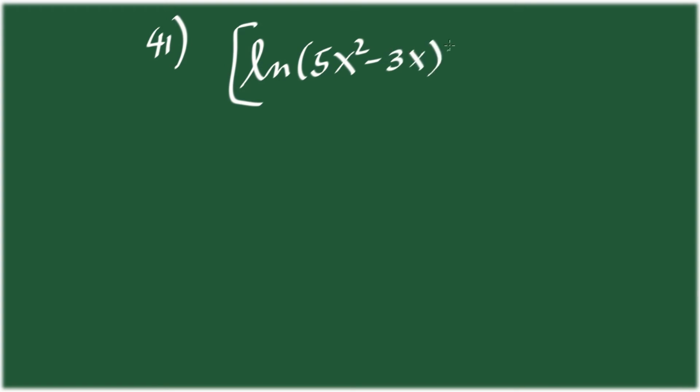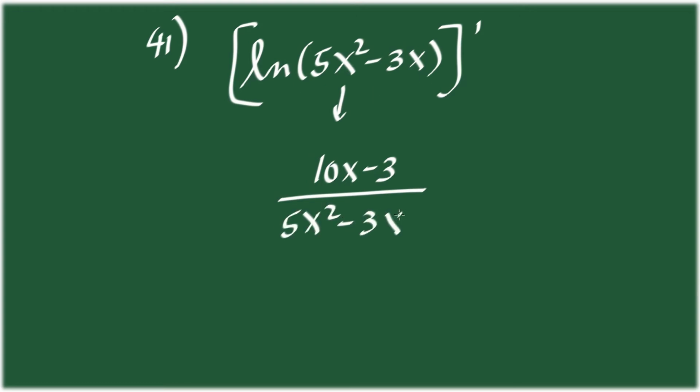Suppose 41, we have to get the derivative of the natural log of this quadratic, 5x squared minus 3x. So what is the derivative of this expression? That's the u. u prime is 10x minus 3, divided by that same expression, 5x squared minus 3x. And this is already simplified. Even if you factor out the x from the denominator, there's nothing you can cancel out. So that's it.